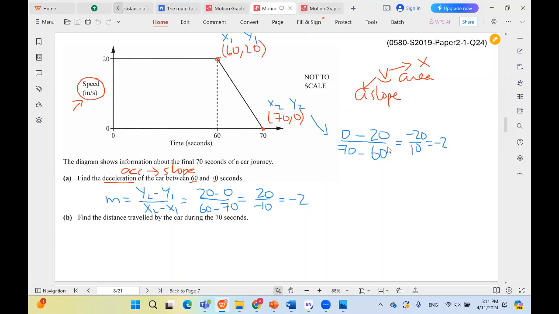So for A, the slope is negative 2. That tells us that the acceleration is negative 2. And that tells us that the deceleration is positive 2, because the deceleration is the negative of the acceleration. So deceleration is 2 meters per second squared.